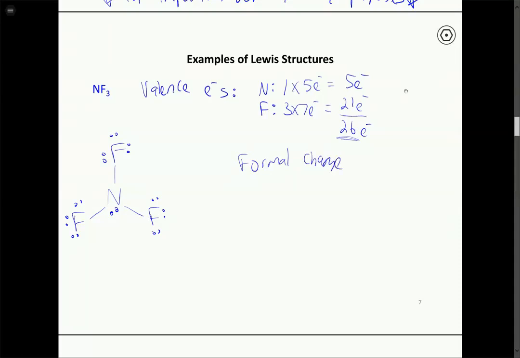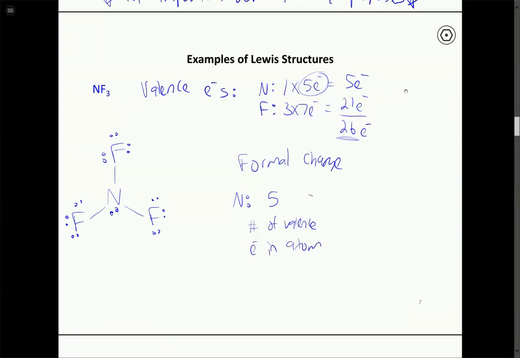So the formal charge for nitrogen, we're going to do this for each atom. What we start with is the number of valence electrons in the neutral atom. As we showed up here, nitrogen has 5 valence electrons as a neutral atom. So that first number is the number of valence electrons in the atom.